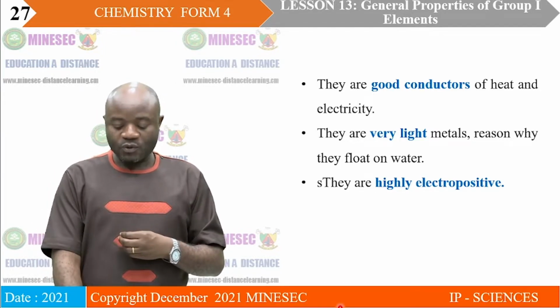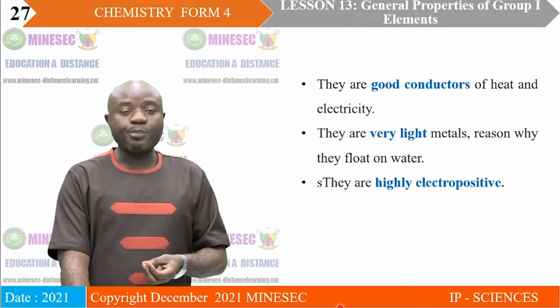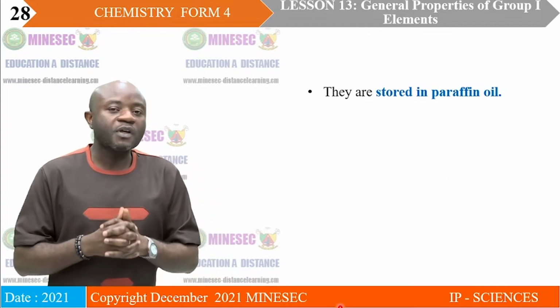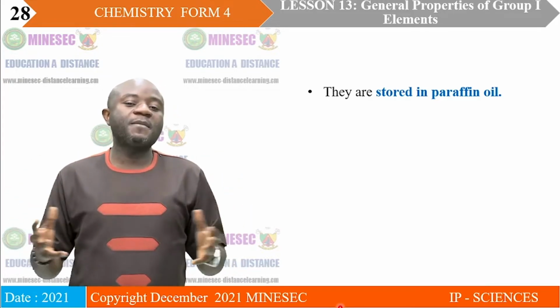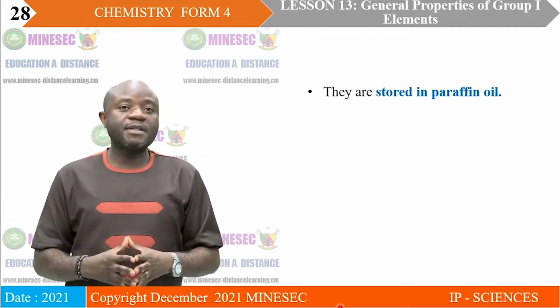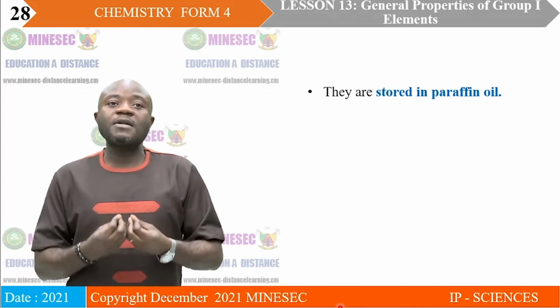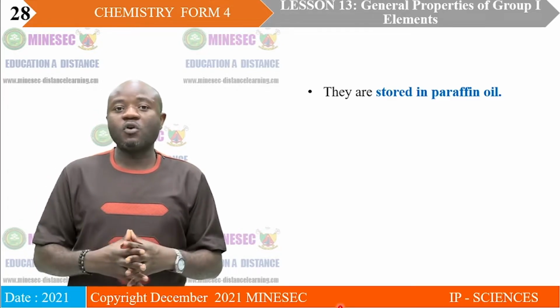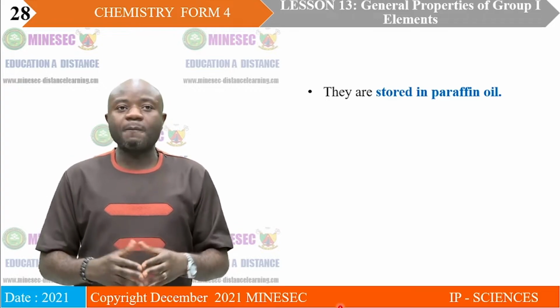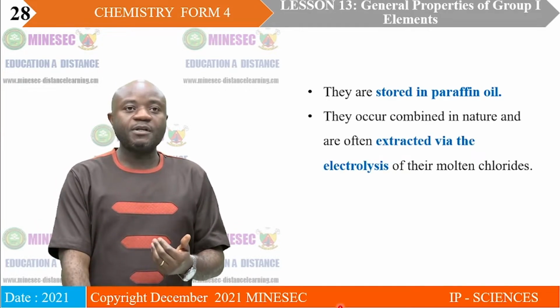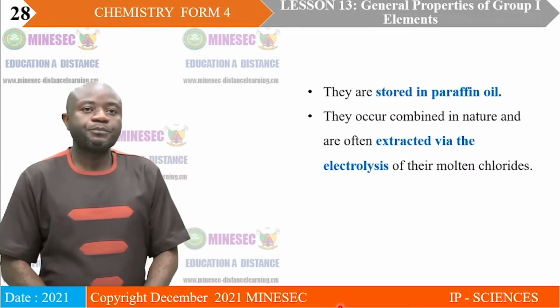They are also highly electropositive. Group 1 elements are very reactive, and you cannot store them in the air like you may do for other metals. So to store group 1 metals, we store them in paraffin oil, that is a kind of kerosene. And this is to protect them from coming in contact with air and becoming contaminated.